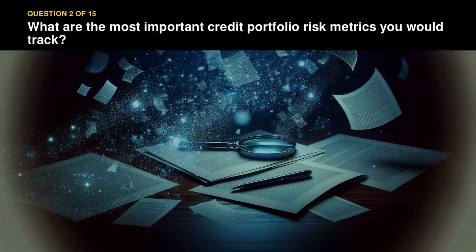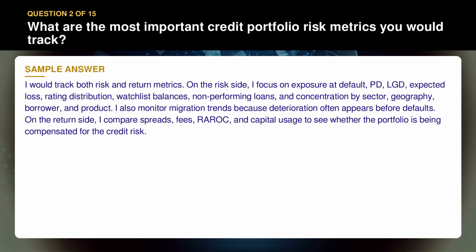Question 2. What are the most important credit portfolio risk metrics you would track? I would track both risk and return metrics. On the risk side, I focus on exposure at default, PD, LGD, expected loss, rating distribution, watchlist balances, non-performing loans, and concentration by sector, geography, borrower, and product. I also monitor migration trends because deterioration often appears before defaults.